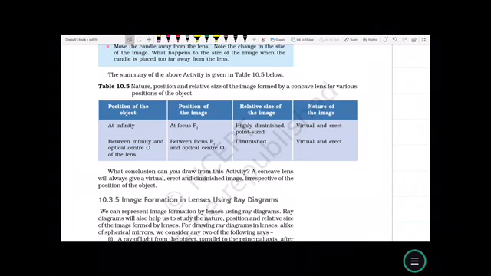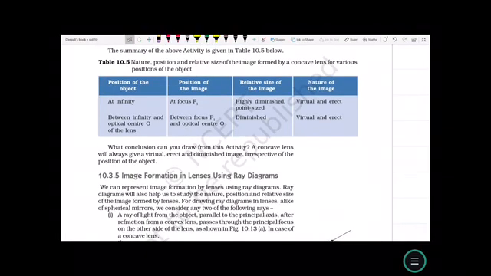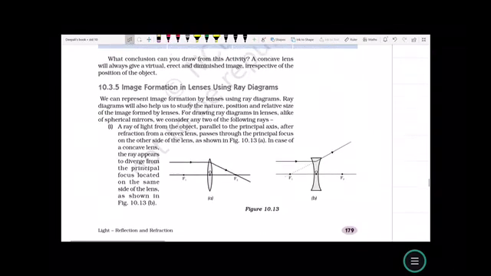So, is it the same now as we did for a convex mirror? At infinity and at focus f1, the image is highly diminished, point size, virtual and erect. Between infinity and the optical center O of the lens, that is between focus f1 and optical center O, it is diminished, virtual and erect. What conclusion can you draw from this activity? A concave lens always gives a virtual, erect and diminished image irrespective of the position of the object.